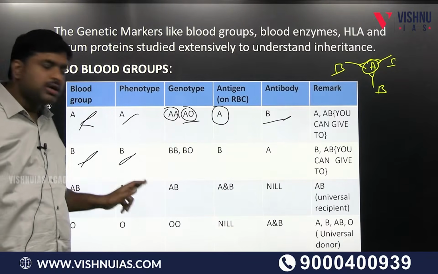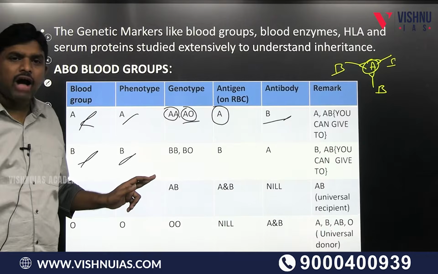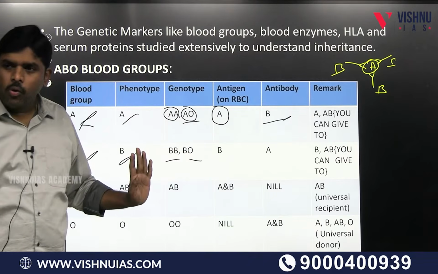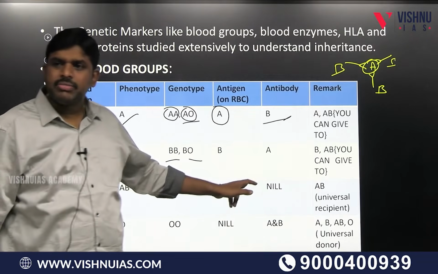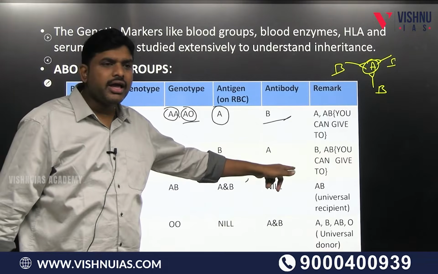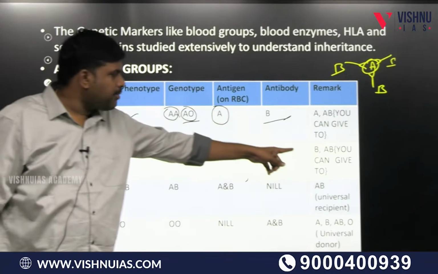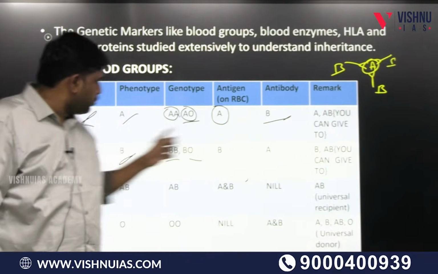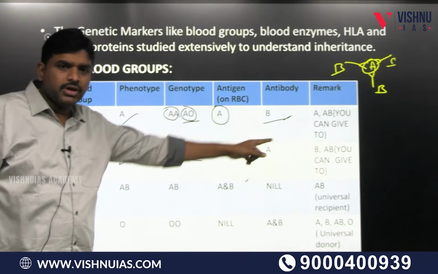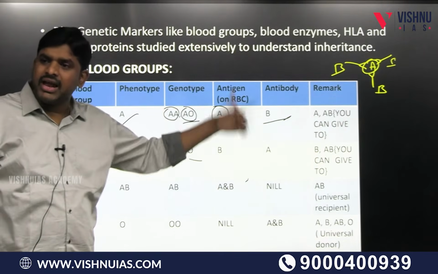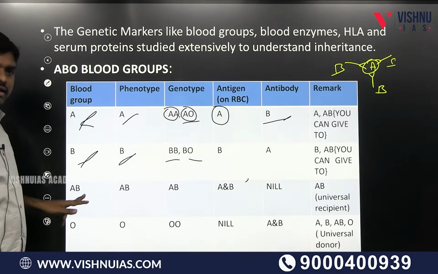Blood group B. The phenotype is called B. The genotype is BB or BO. What is the antigen called? B. If the antigen is B, then the antibody will be A. Then I can give to whom? B and AB. Yes or no? B can give to B and AB.